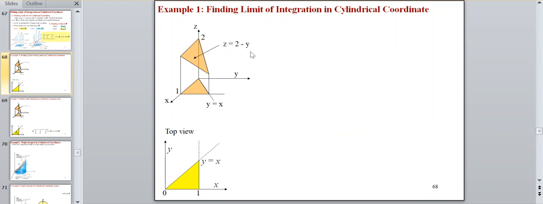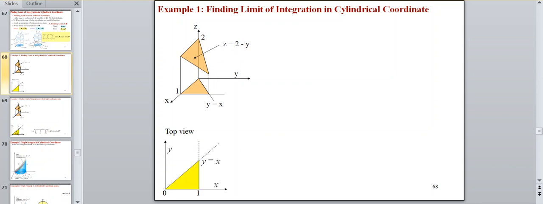But listen very carefully. We are going to describe this region in the cylindrical coordinate system. So z is from 0. z equals 0 is a constant function, so this will be the equation in cylindrical. z is from 0 to z equals 2 minus y. Now we have to convert this one, the equation z equals 2 minus y. We have to get the equivalent cylindrical equation of this surface or plane.